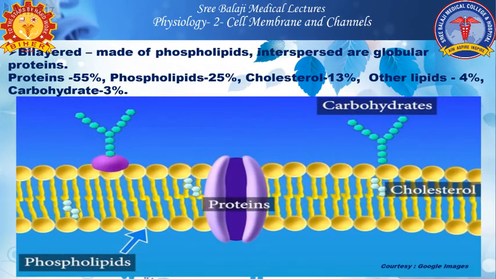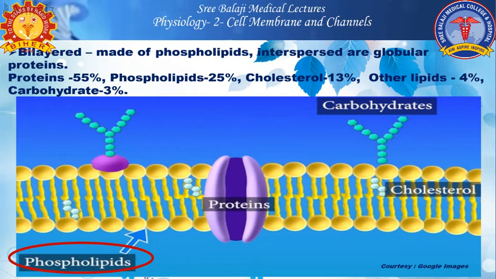Next, the cell membrane is bilayered in nature, that is, it is double layered. What is it made up of? You can see in this picture, all the yellow color is nothing but the phospholipids. They make up the outer layer and inner layer of the cell membrane. This bilayered structure is mainly made up of phospholipids, the most abundant component.